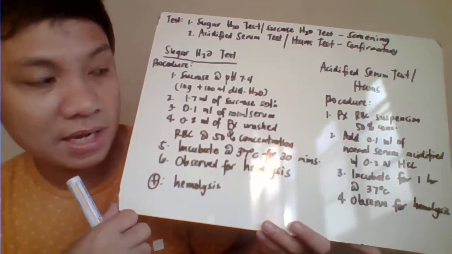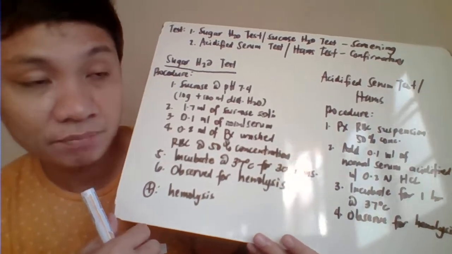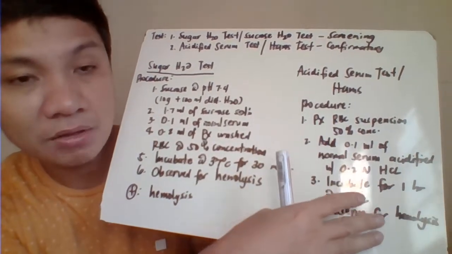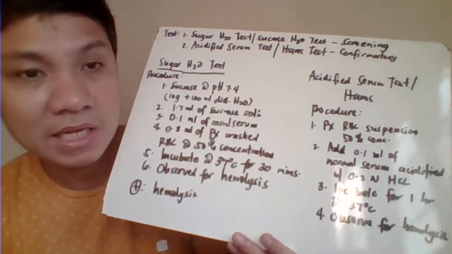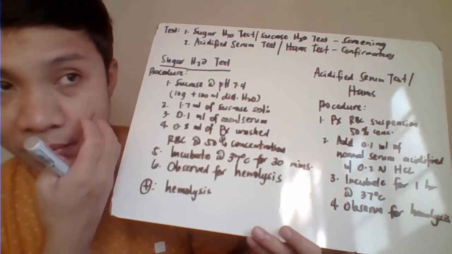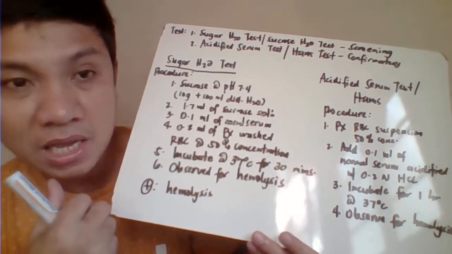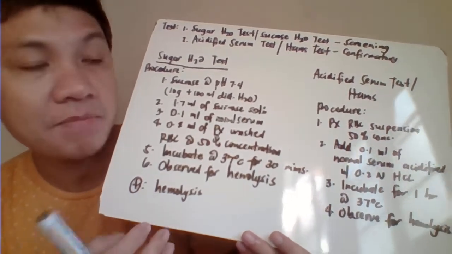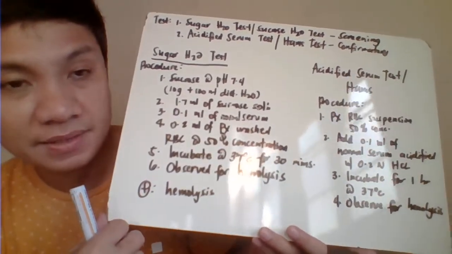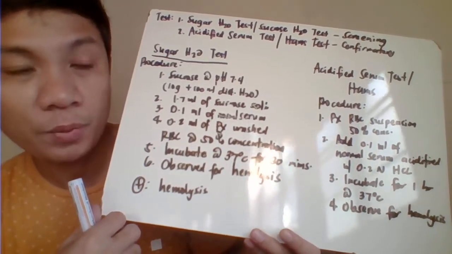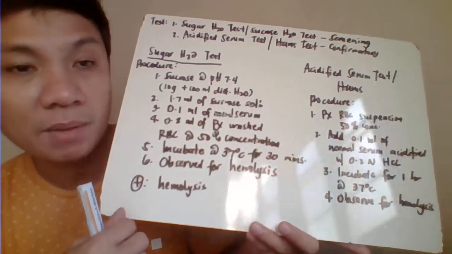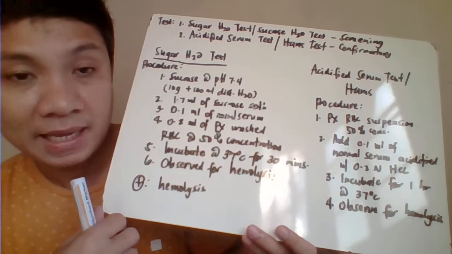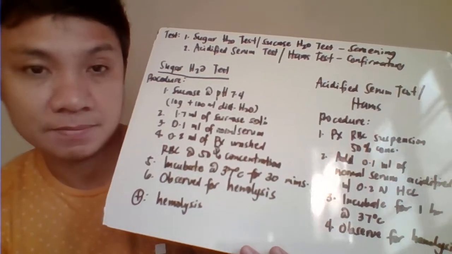So it's still the same. Hemolysis is still our positive result. Only that, again, the principle of this is that the serum, the patient's or our normal serum, is being acidified with 0.1N hydrochloric acid. Allow that to react, incubated along with the patient's red cell suspension, and then observe for hemolysis.